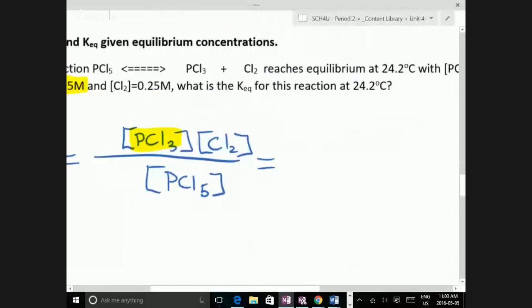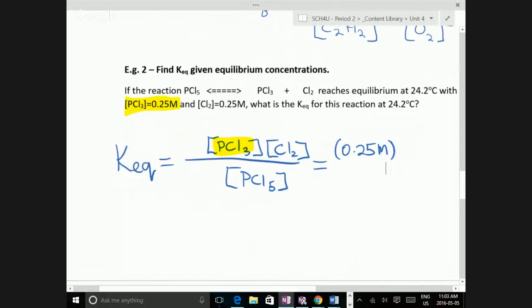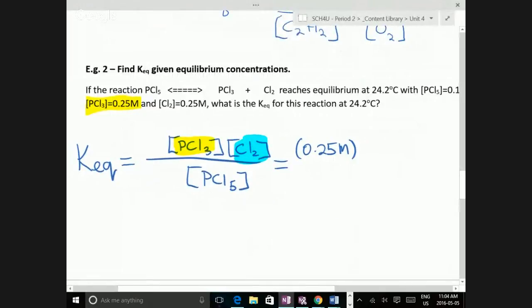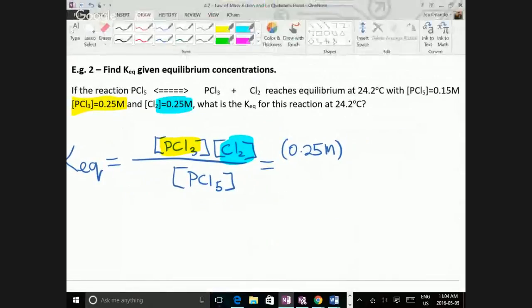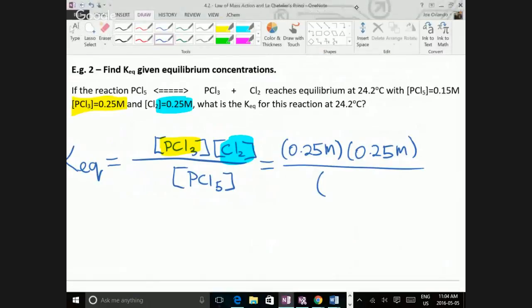0.25 moles per liter. Good, 0.25 molar. And what's the... sorry? Molar means moles per liter. That's right. What's the concentration of Cl2 at equilibrium? Also 0.25. Cool. And what's the concentration of PCl5 at equilibrium?